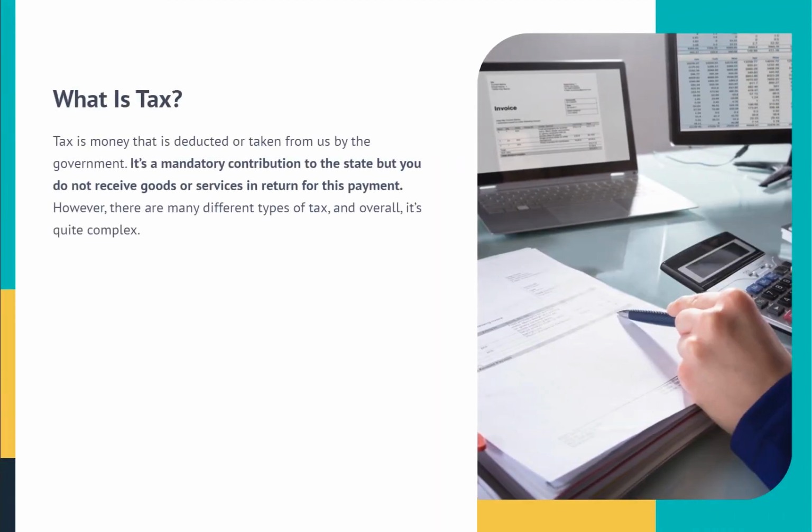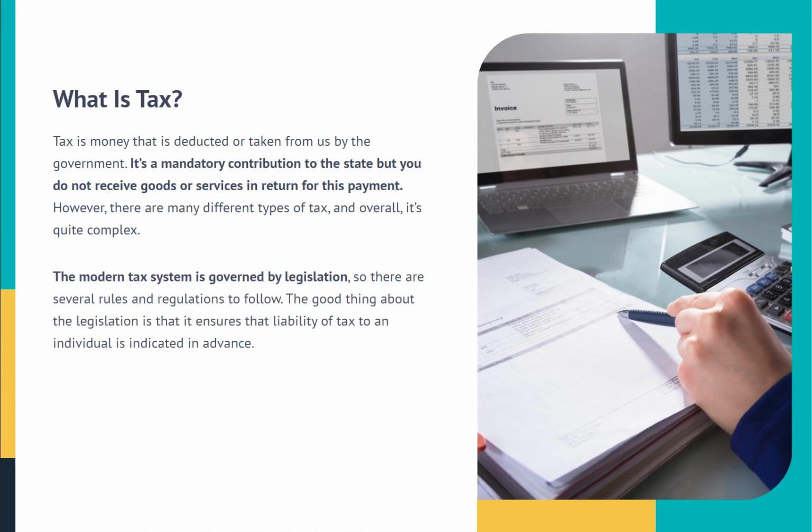What is tax? Tax is money that is deducted or taken from us by the government. It's a mandatory contribution to the state, but you do not receive goods or services in return for this payment. However, there are many different types of tax, and overall, it's quite complex. The modern tax system is governed by legislation, so there are several rules and regulations to follow. The good thing about the legislation is that it ensures that liability of tax to an individual is indicated in advance.